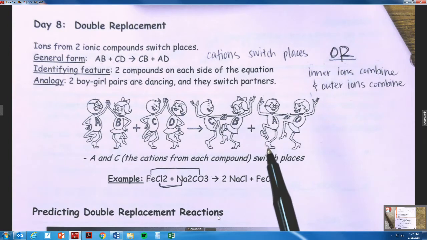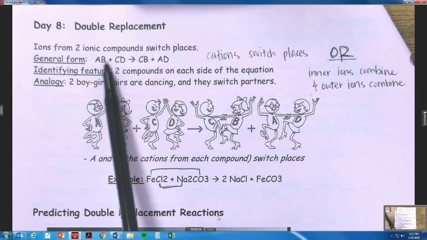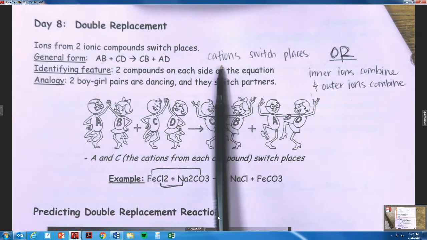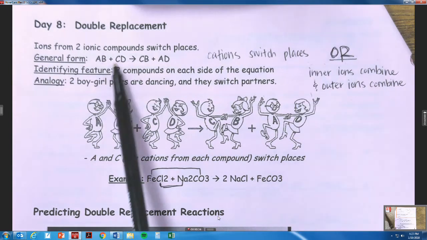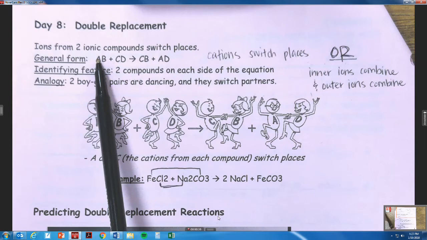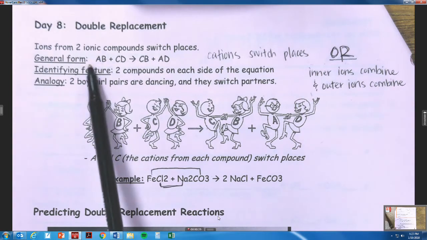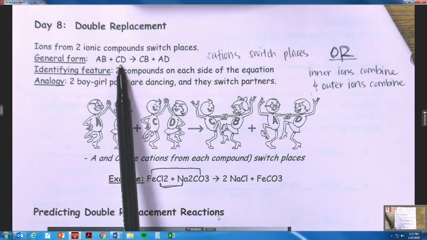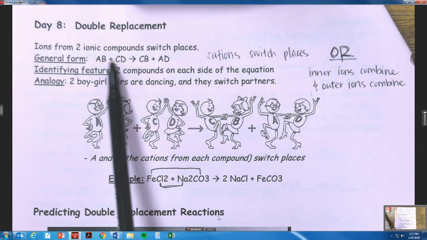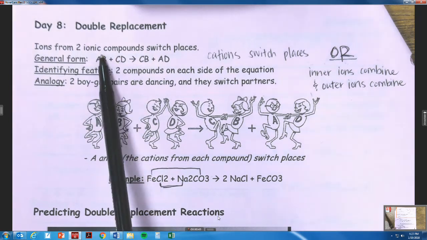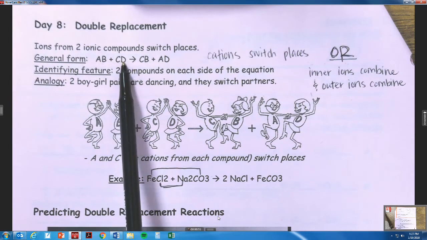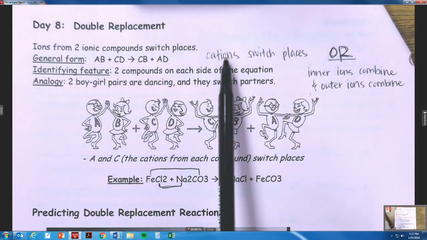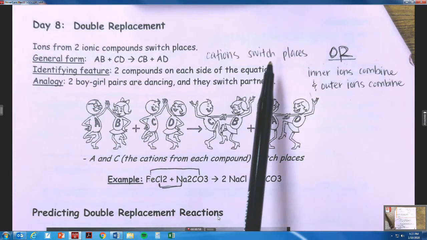Okay, so there's two ways you could look at this replacement. One of those ways is cations are going to switch places. So you can consider it that A and C are going to switch places. Since A and C switch places, C is now going to be with B, and then A is now going to be with D. So that's one way of looking at it. Your cations are switching places.